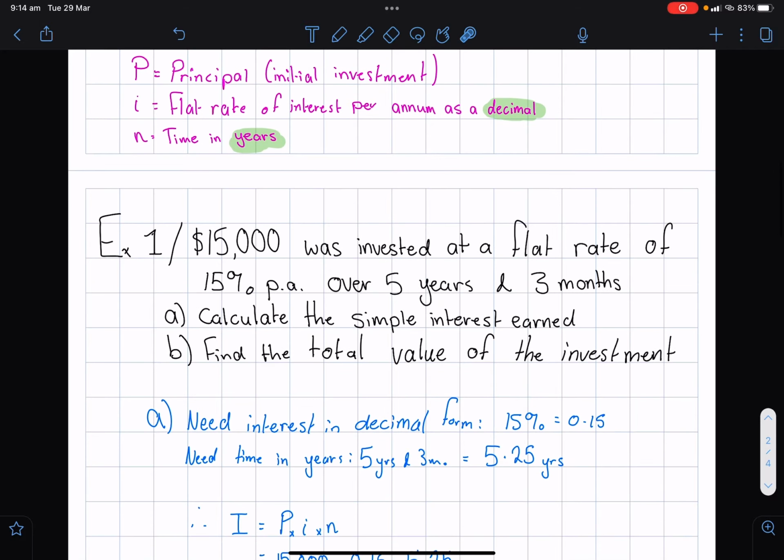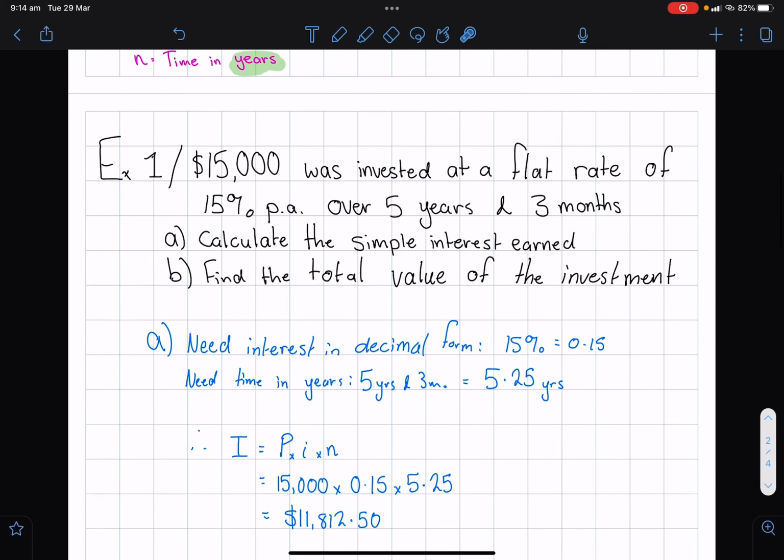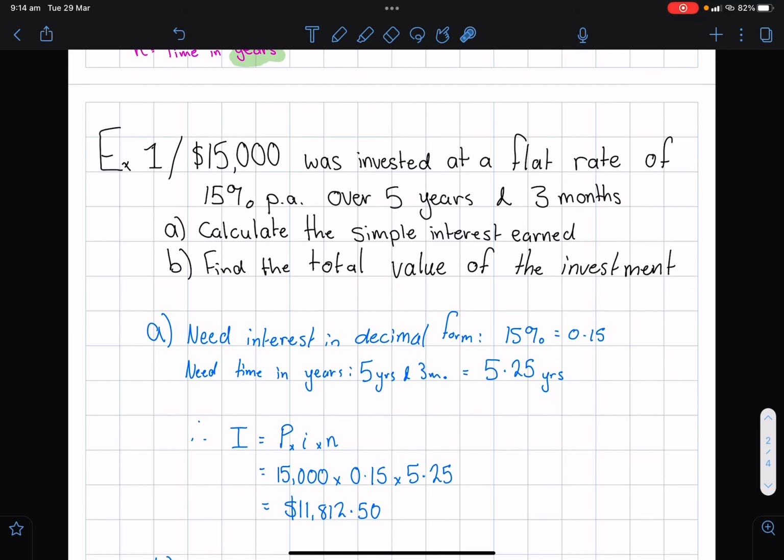Now we jump to our formula. I equals P times I times N. We're just substituting in all of our values, putting it into our calculator, and we find that the interest earned was $11,812.50. Please make sure if you've got 0.5 on your calculator, you are adding that 0 on the end. It is super important for this topic that we have the correct notation, so making sure that we write 50 for 50 cents. That is over 5.25 years.